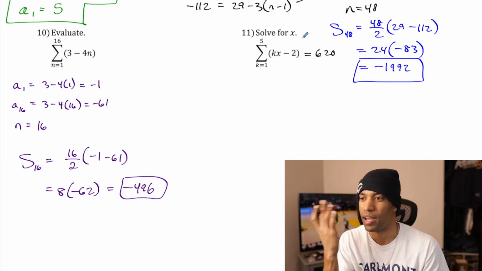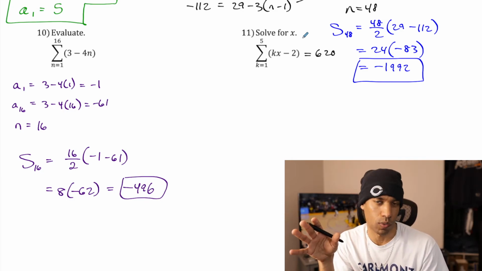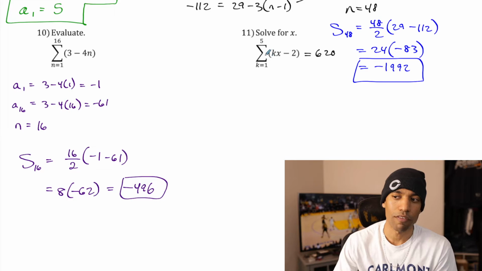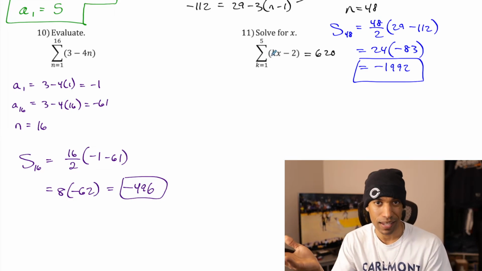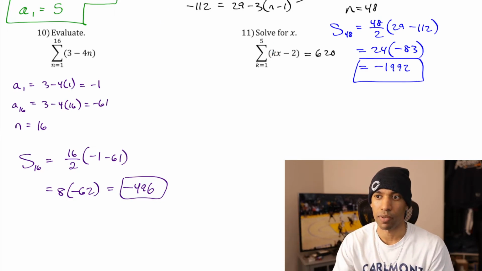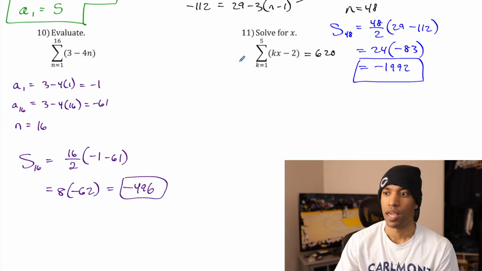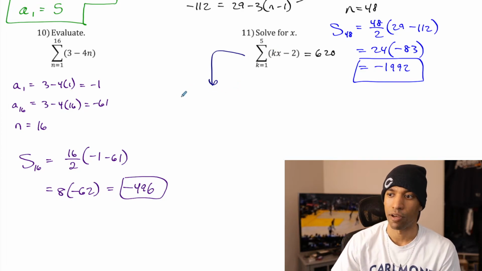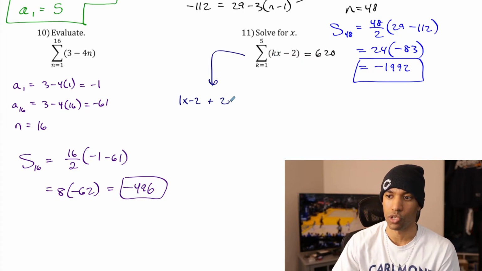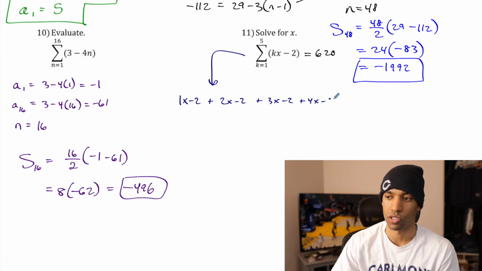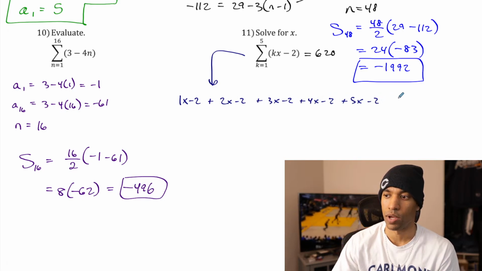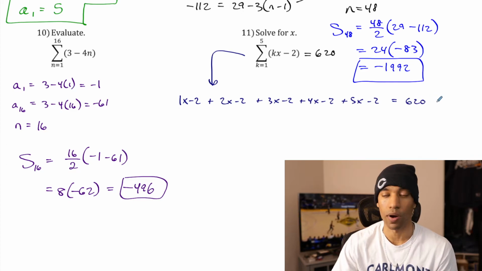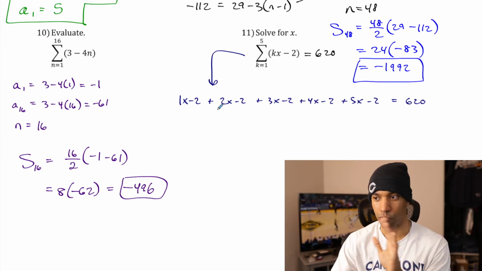Wonder which way I should prefer. Let me see if both just kind of work as far as what we're going to do here. You can either, because it's only 5 terms, if you're comfortable expanding this out, it doesn't seem like the worst thing. So if you expanded this thing out, plug in 1 for k, 2 for k, etc., you'd have 1x minus 2 plus, and then plug in k is 2, 2x minus 2 plus 3x minus 2 plus 4x minus 2 plus 5x minus 2. And all of that equals 620. Right? That's the idea behind what's happening there.